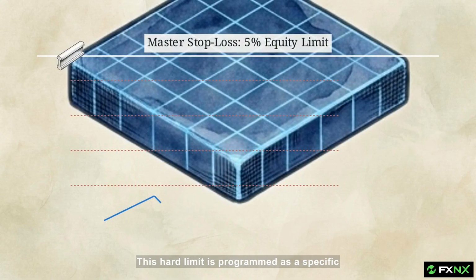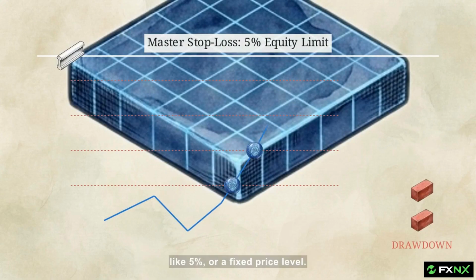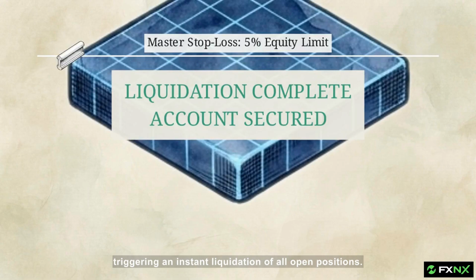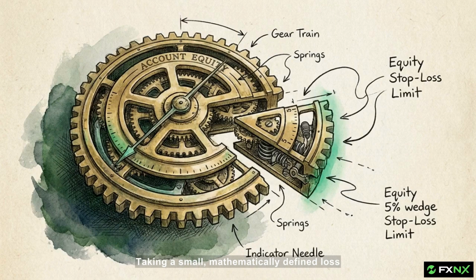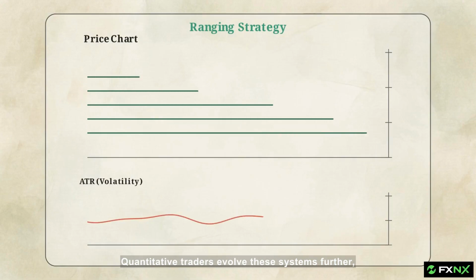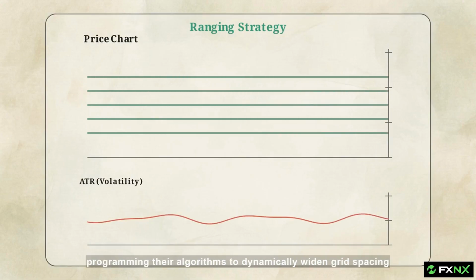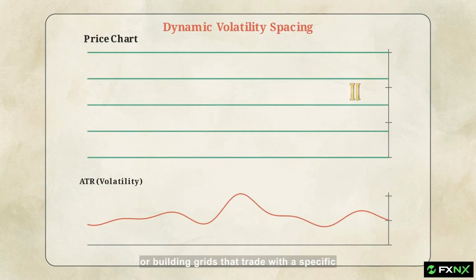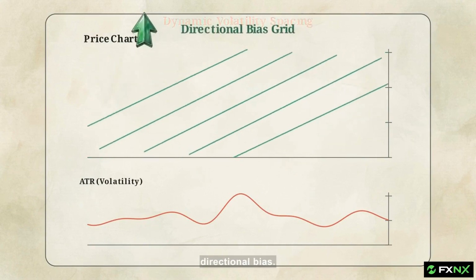This hard limit is programmed as a specific equity percentage, like 5%, or a fixed price level. When hit, it overrides the EA, triggering an instant liquidation of all open positions. Taking a small, mathematically defined loss is the mandatory price of preventing total account ruin. Quantitative traders evolve these systems further, programming their algorithms to dynamically widen grid spacing during high volatility, or building grids that trade with a specific directional bias.